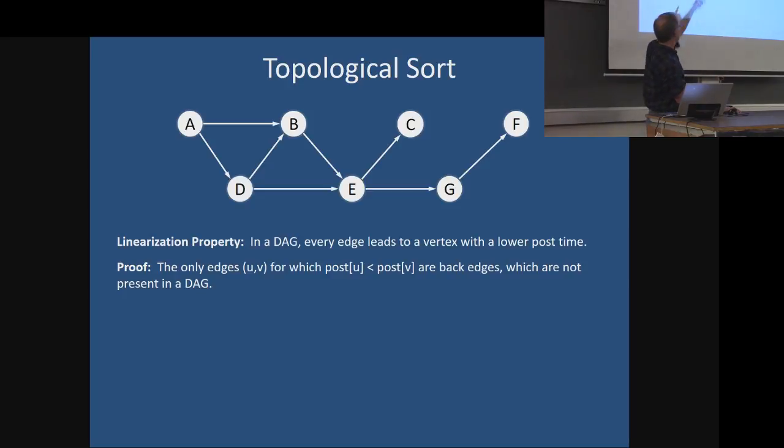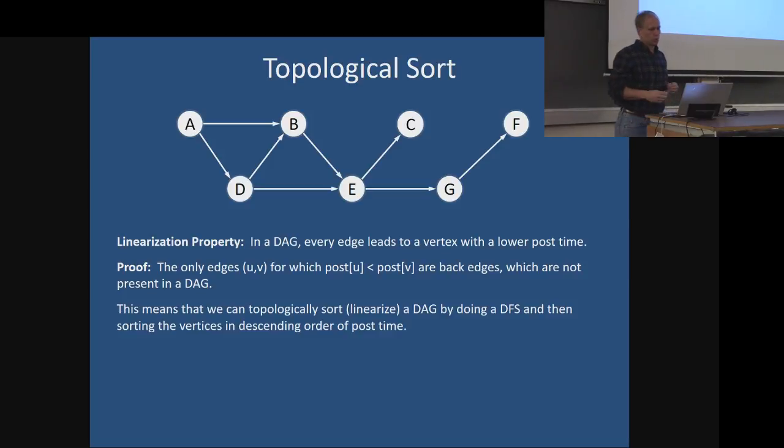On the other hand, what if you visit E first? You'll never get to B. Well, you will after you finish exploring. So you explore out of E, you'll finish that up, you'll get a post time, and then sometime in the future, B will get visited and it'll get a post time. So either way, whether you visit B or E first, B gets the higher post time. So that gives us an algorithm for topologically sorting. You just compute the post times and then sort in descending order of post time.